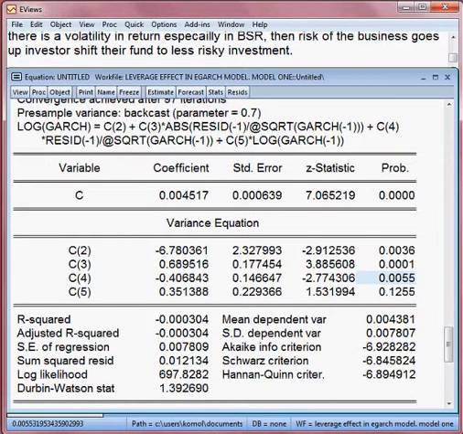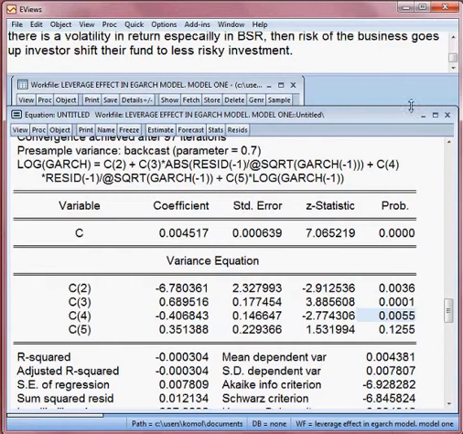Now we want to check whether this EGARCH model is good or bad from the statistical point of view, meaning diagnostic checking, right? And here we have only estimated the EGARCH model using normal distribution.